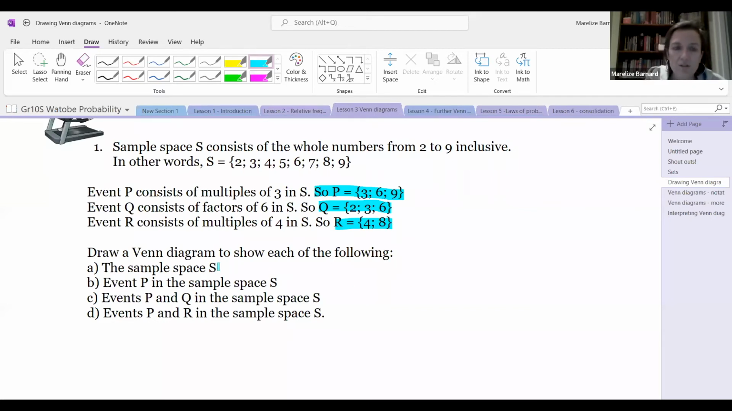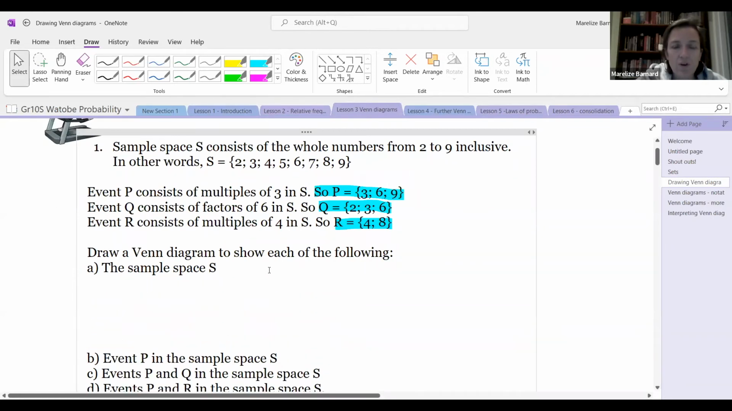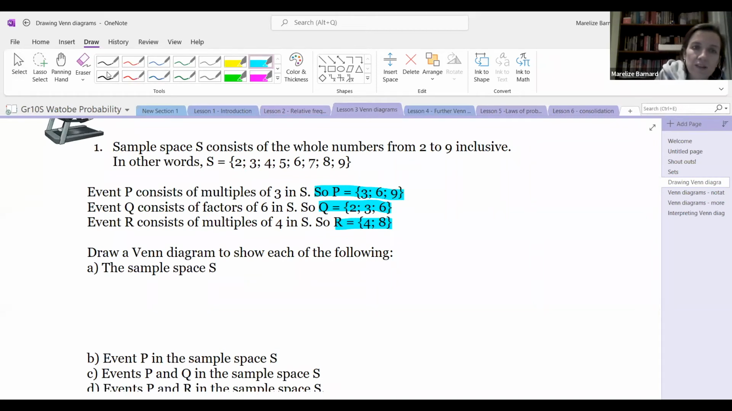So we're going to start off and draw a Venn diagram for the sample space. To draw your Venn diagram for your sample space, you just make a rectangle.